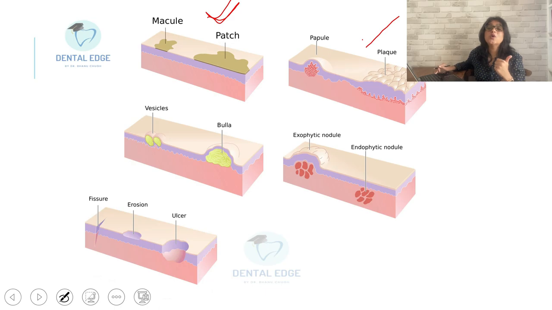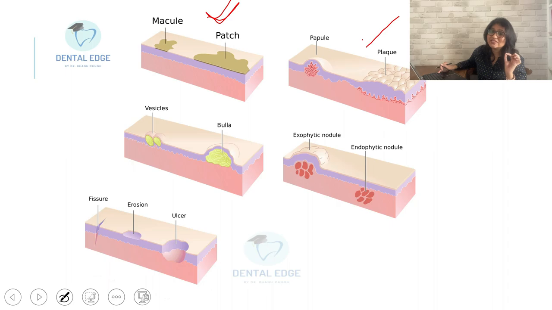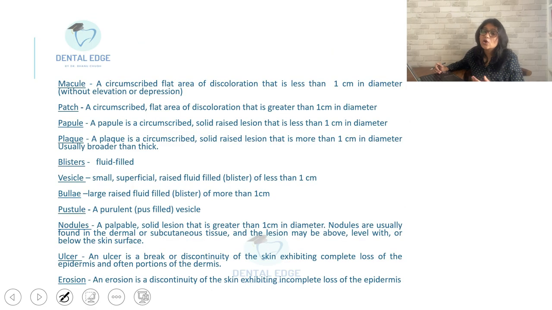Then coming to ulcer and erosion. An ulcer is a break or discontinuity of the skin or the mucous membrane, right? Exhibiting complete loss of epithelium. When there is complete loss of epithelium, it will be an ulcer, and when there is incomplete loss of epithelium, then it will be called an erosion. So these are all the definitions. As you can see on the screen, you can take a screenshot.